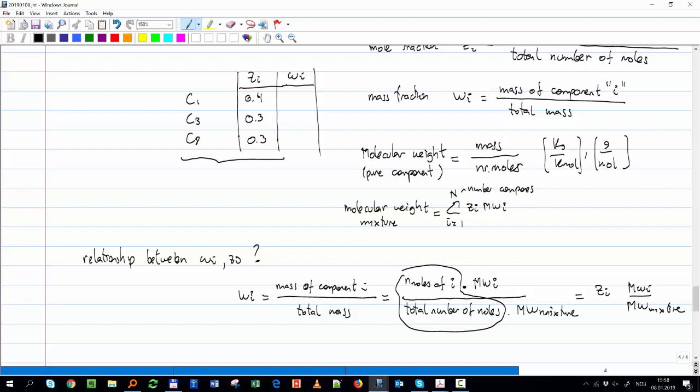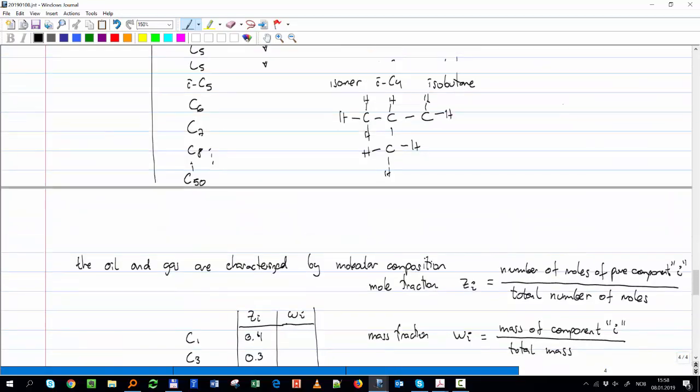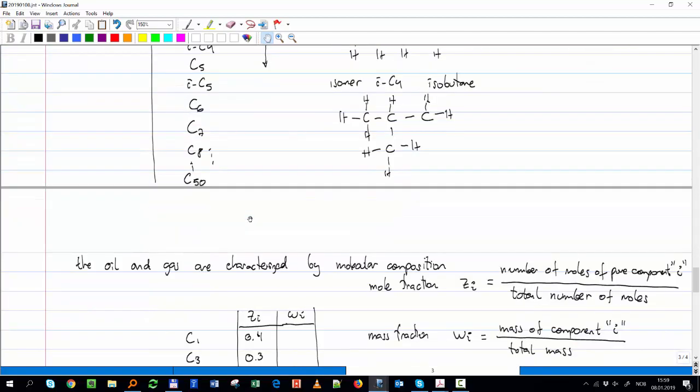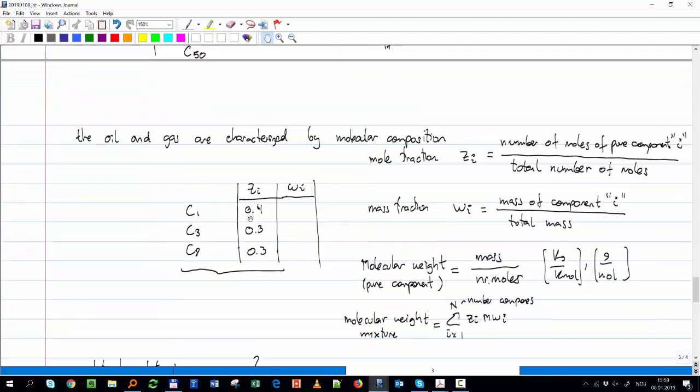So if that's clear, maybe you already knew it from before, it's trivial, but just to be sure we are on the same page. We know oil and gas may have many different components and we have to be able to say how much it has of each. That's the way we characterize the mixture, with this mole fraction.